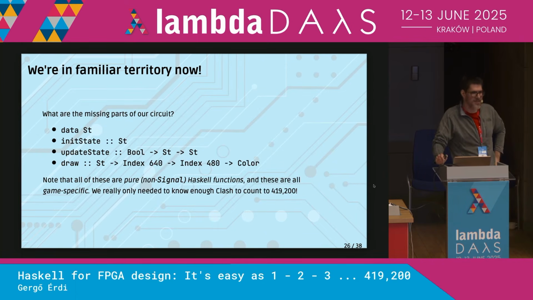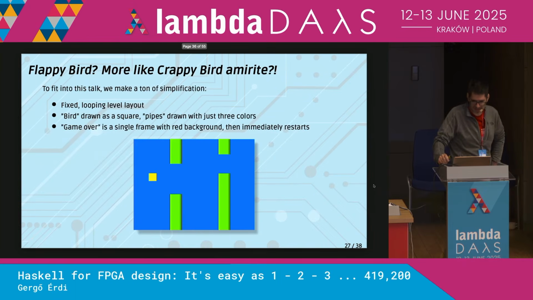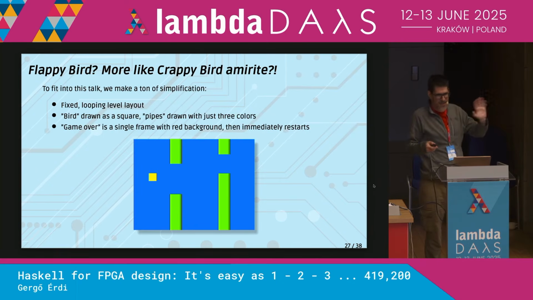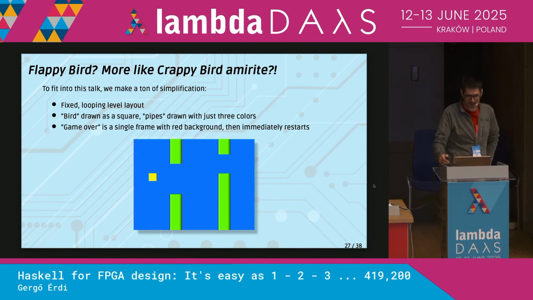So let's see, just for illustrative purposes, what that looks like for Flappy Square. I'm going to make some simplifications because we don't have much time. We'll have a fixed looping level layout. The bird is going to be a square. The pipes are drawn with... Everyone knows what Flappy Bird is, right? I hope. And when you die, we're just going to flash the background red for a single frame.